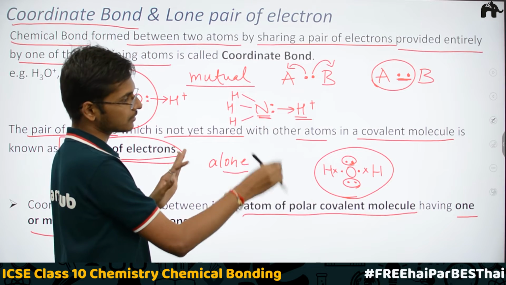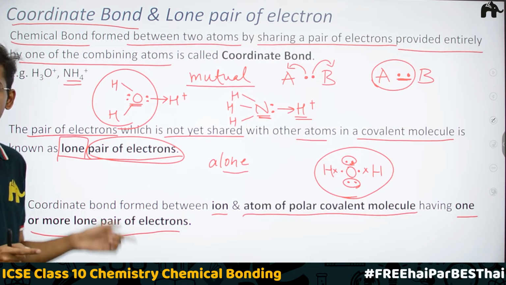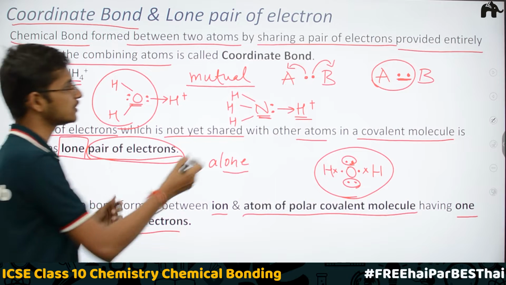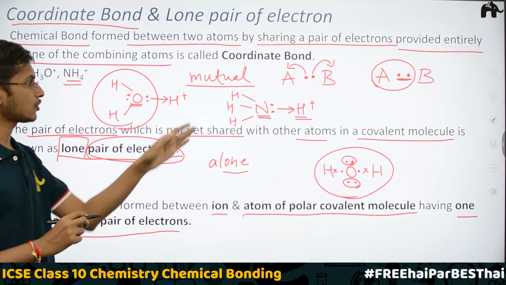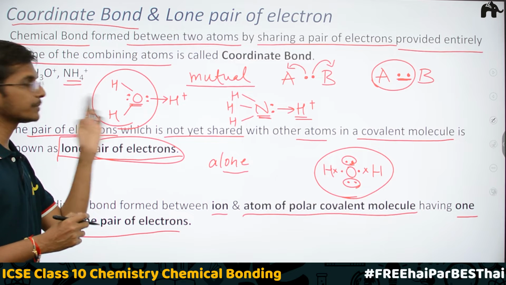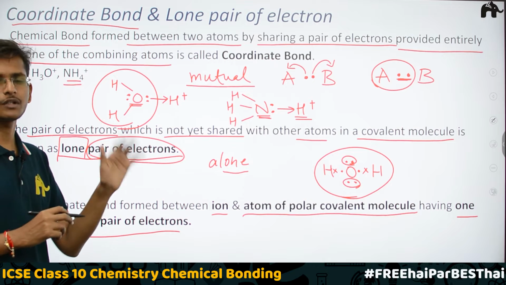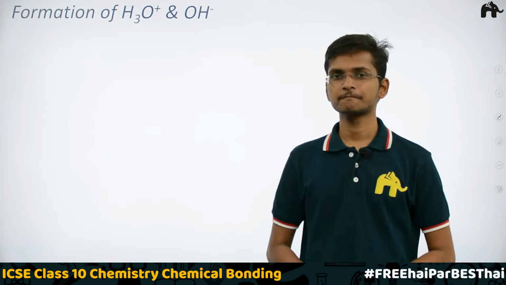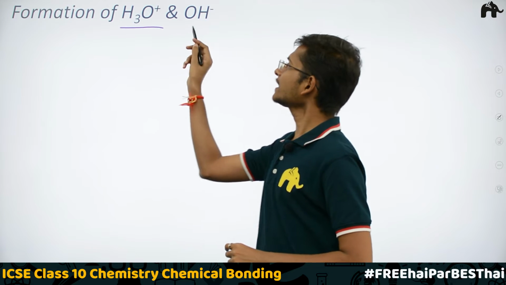Now comes the last term, which is having one or more lone pairs of electrons. That's why we studied what a lone pair of electrons is. So see here, nitrogen is having one lone pair of electrons. At least it should have one lone pair of electrons. Oxygen here is having 2 lone pairs of electrons. Now why it should have at least one lone pair of electrons, we are going to see in the next slide. Okay, now let's see the formation of the hydronium ion and the hydroxyl ion.